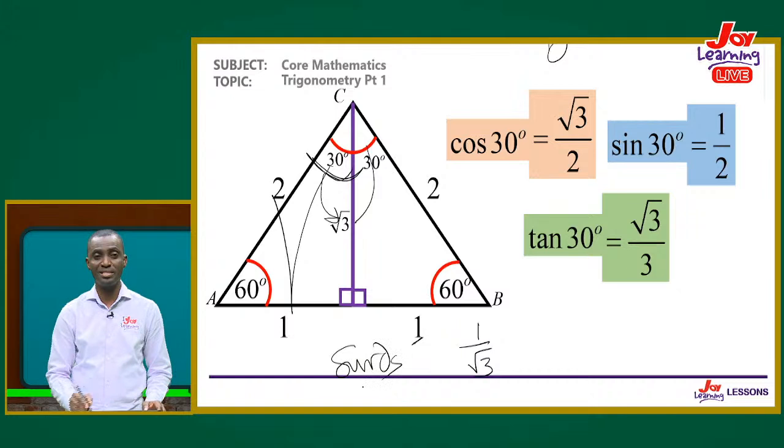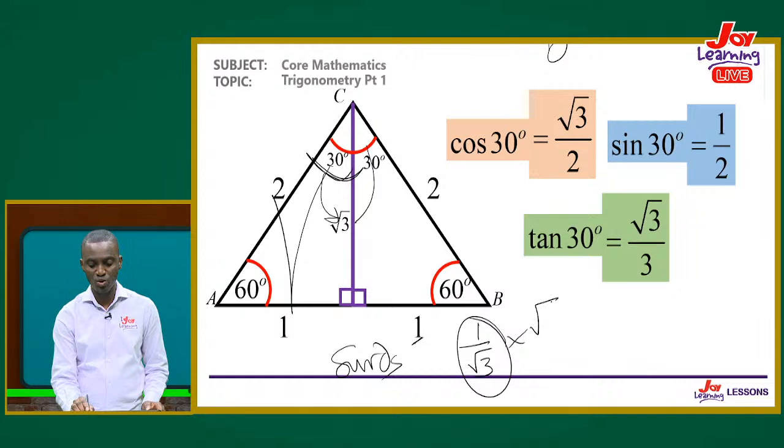You remember surds? We can rationalize this. And how do we do that? We multiply both the numerator and denominator by root 3. If you do that, 1 times root 3 will give us root 3, and root 3 times root 3 will give us 3. And so the answer comes like this.